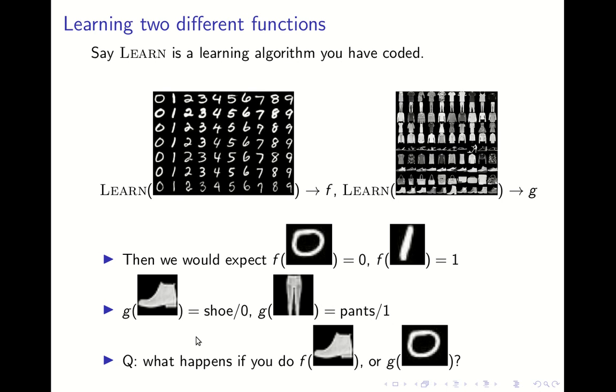So a question for the audience is, what happens if you do f of a shoe image or g of a 0 image? That's kind of unusual because the shoe images were not seen at all in the training of f, and these 0 images were not seen at all in the training of g. So think about that for a second. Maybe you want to pause while you formulate an answer of what might happen.